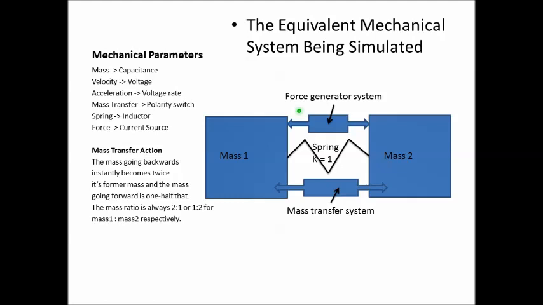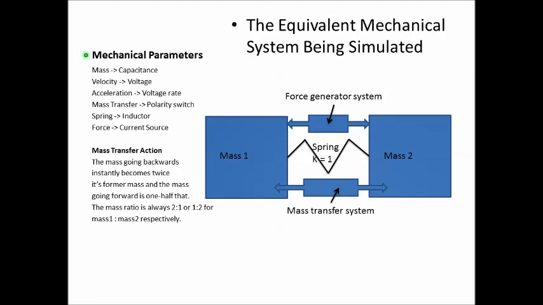The mechanical system is the real-world system that is being simulated. The mechanical system is the one that is being designed, and the electrical model is the means by which its performance is being evaluated through simulation and modeling. Now, let's review the mechanical and electrical system equivalences.